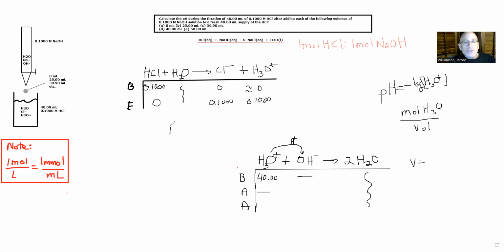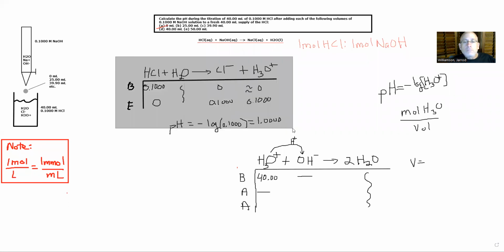So then the pH will be minus the log of the hydronium ion concentration, which would be 1.0000. 4 sig figs, so I go to 4 decimal places. So that's part A, right? We did that. Let me erase this stuff.